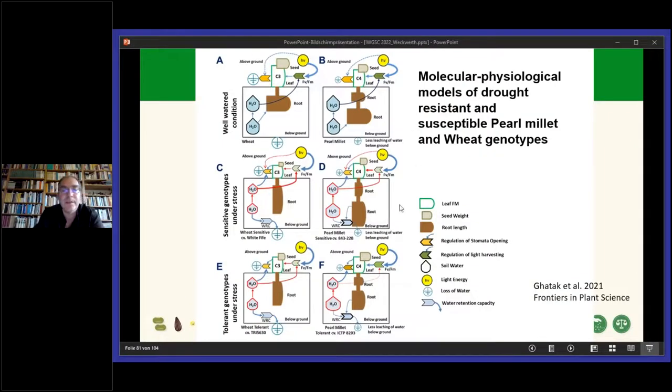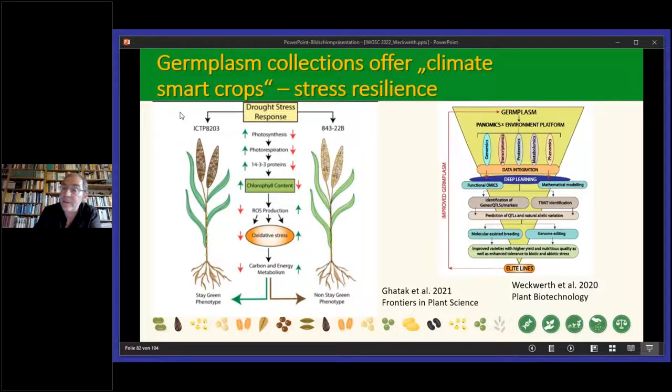But what was very interesting is that we saw a very strong phenotype in the tolerant pearl millet genotype. If you look at the regulation of the light harvesting complex under stress, this is rather green here. It means the photosystem is maintained under drought stress, in contrast to the other genotypes. So we identified a stay-green phenotype, which is very interesting. This phenotype is able to maintain the photosystem and the photosynthetic apparatus under drought stress. I guess this is the first proteomic fingerprint of a stay-green phenotype. Proteins of this photosystem were maintained. At the same time, oxidative stress was lowered in contrast to the sensitive line.